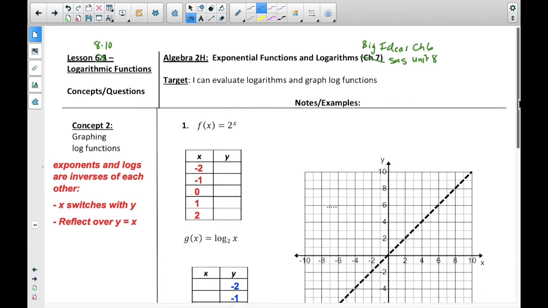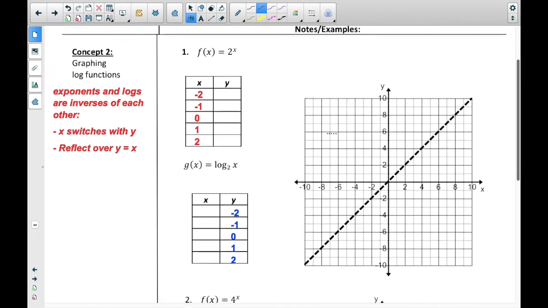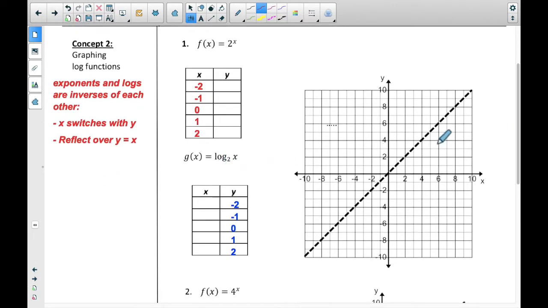Let's look at how to graph log functions. First of all, one thing to understand about log functions is that exponents and logs are inverses of each other. And when we have inverses, that means that we switch the x with the y, and it also means that we reflect over the line y equals x. I have a couple things set up here so that I can get started. One thing is I drew in my line y equals x. That's the line y equals x.